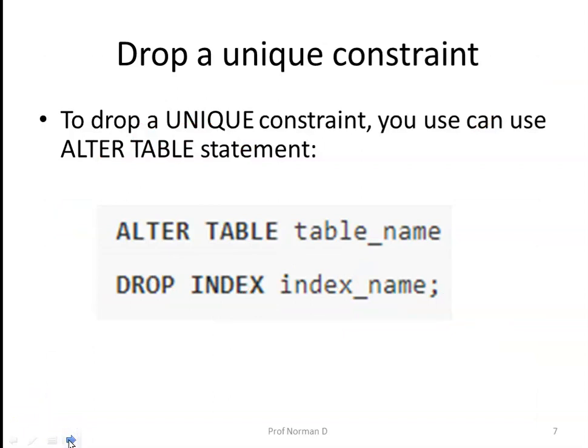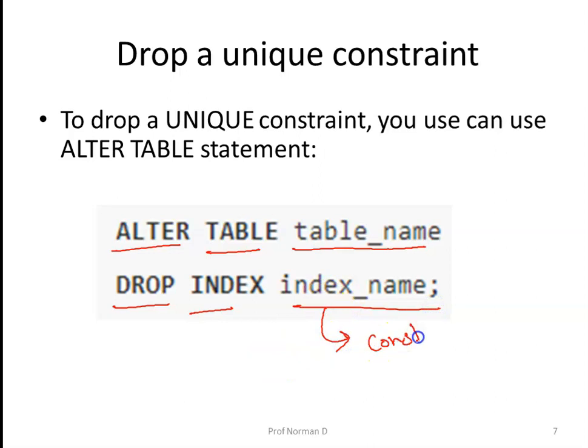Now, as I have mentioned earlier, in case you don't require the unique constraint that has been applied to your table, you want to remove it, then you alter the structure of your table. So the query is alter table. Now in our case, it is suppliers. The keyword is drop index and your index name. So basically this index name is your constraint name.